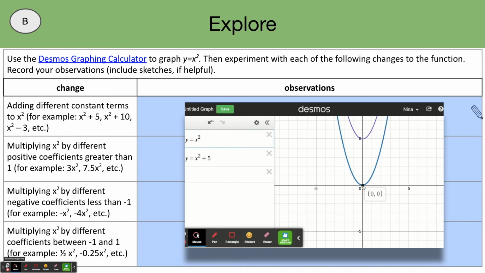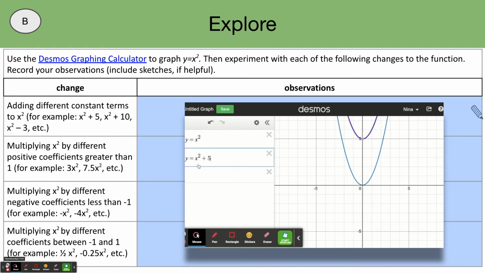I see that my graph shifted up vertically. It moved up vertically 5 units. It also is now at the y-intercept of 0, 5. Okay, so let me see.